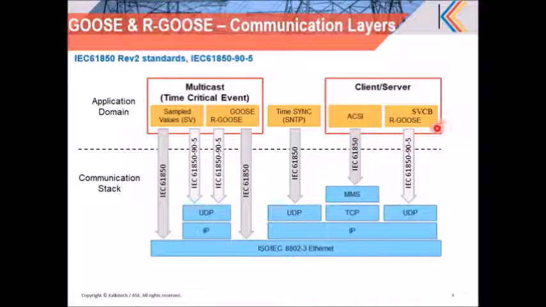Like client-server model, there is MMS and reporting using the TCP/IP layer mapped over to Ethernet. So this is on the different communication layers of GOOSE and R-GOOSE. Since R-GOOSE is going beyond the substation, through the routers, through the private or public network, security becomes essential for transmitting R-GOOSE over this layer.